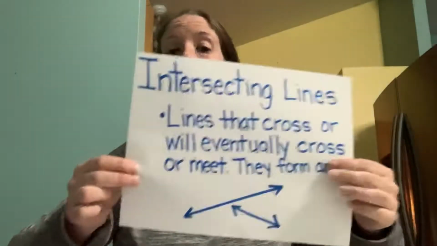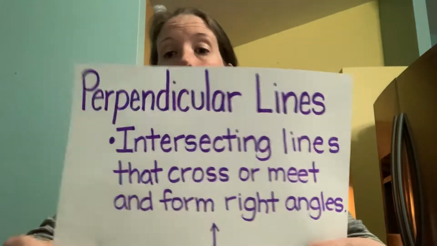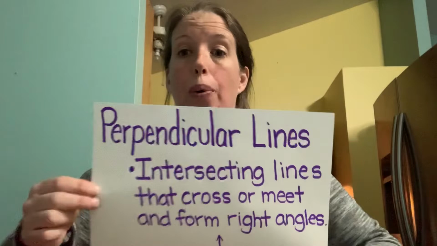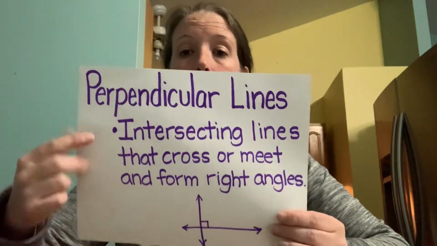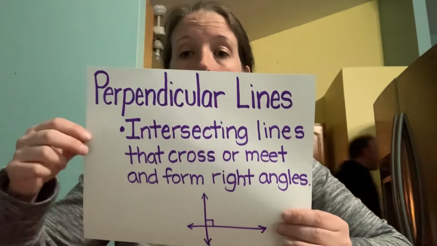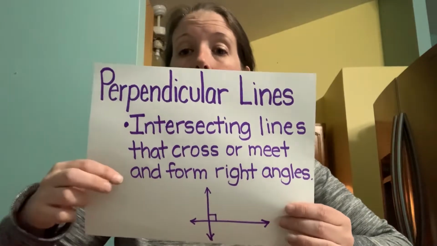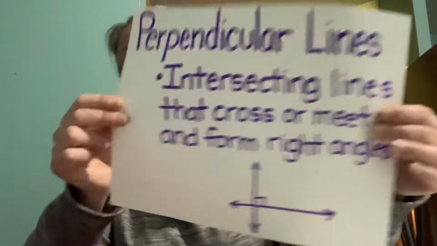Okay, now there's also a special type of intersecting line. Sometimes lines intersect and they form a perfect 90-degree angle, which is known as a right angle. When that happens, we give those lines a special name known as perpendicular lines. Perpendicular lines are intersecting lines that cross or meet, and they form a right angle when they do so.